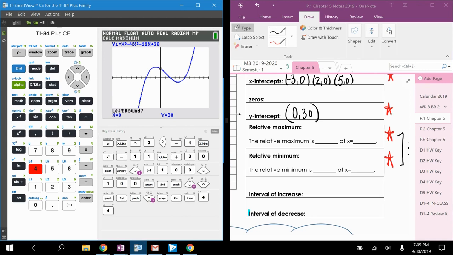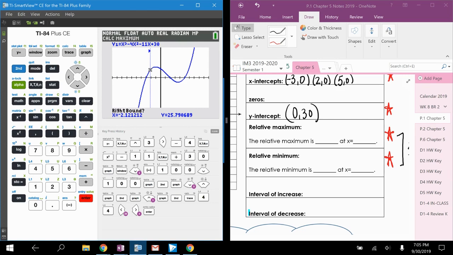And it says left bound. So all that's saying is, here's the max right here. Get this cursor to be on the left side of where you think the max is. So I'm going to move the cursor to the left side of where I think the max is. You can be right next to it. You can be all the way to the left. It doesn't really matter as long as you're on that left side of where you think the max is. Press enter.